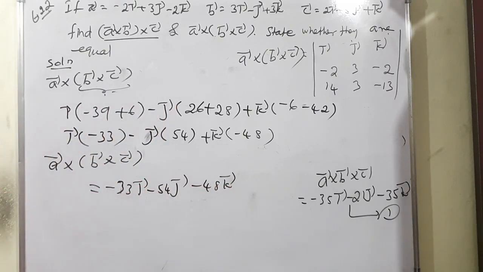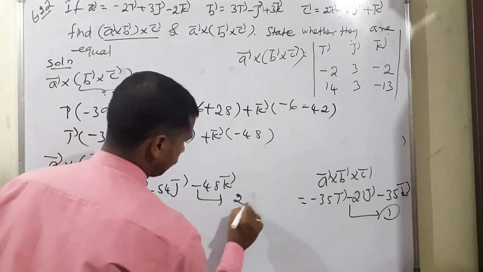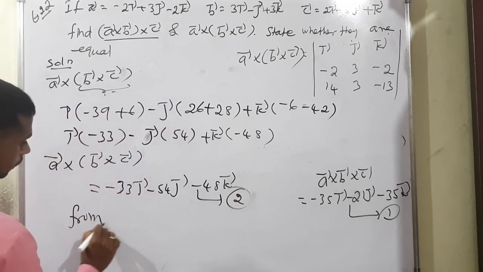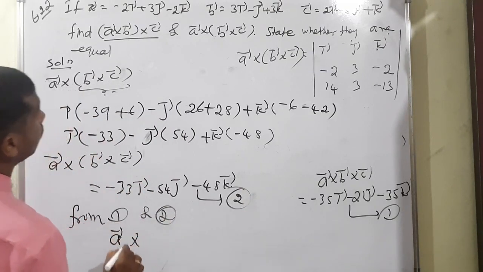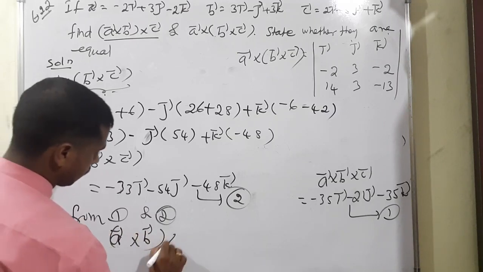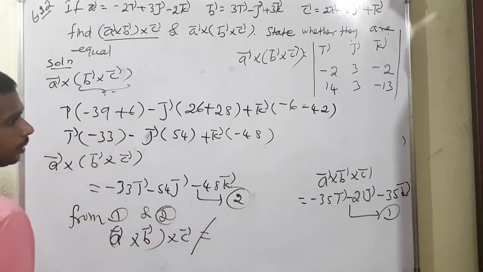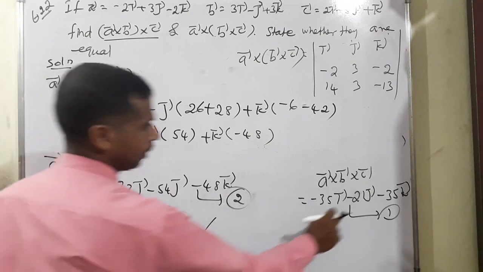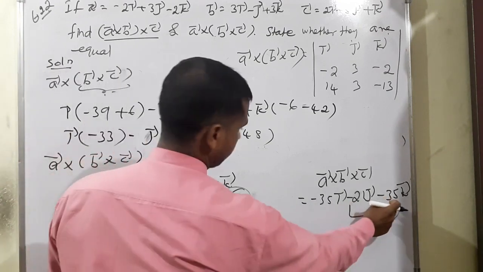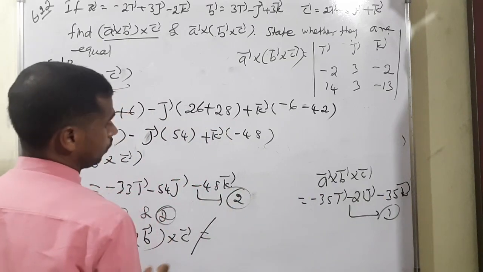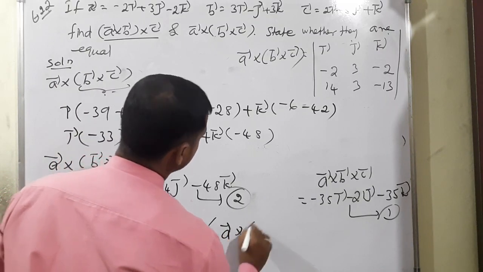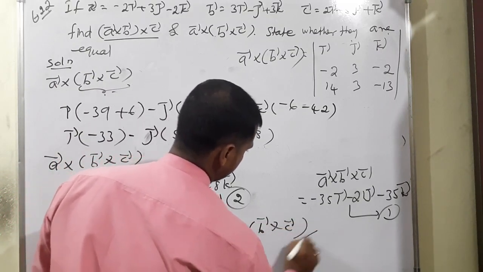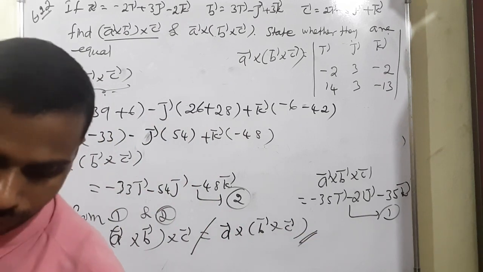This is the answer for it. So, this is equation number 2. So, from 1 and 2, definitely we can say a vector cross b vector cross c vector is not equal, isn't it? Look at that, minus 35, minus 33, minus 21, minus 54, minus 35, minus 48. So, not equal to a vector cross b vector cross c vector. Okay, I will continue with the next example.